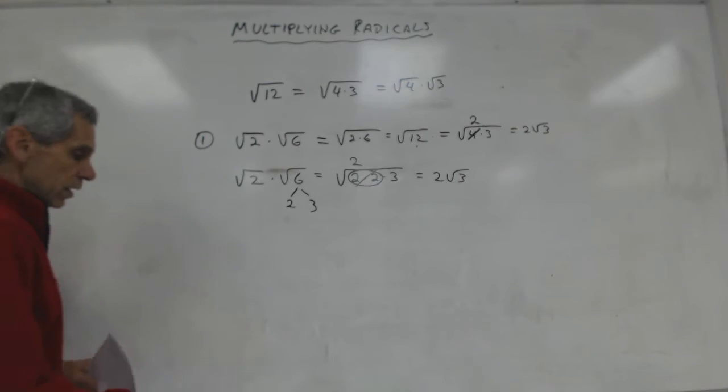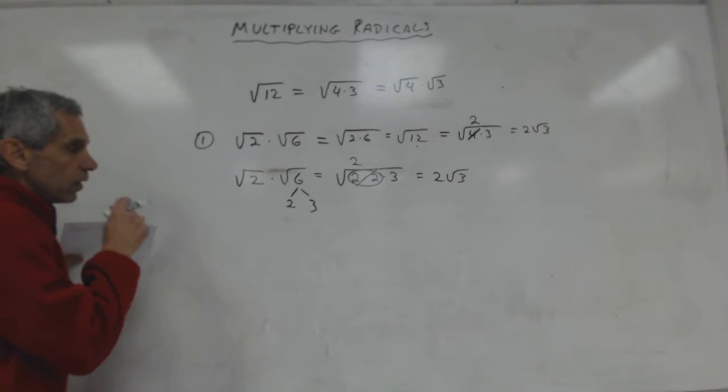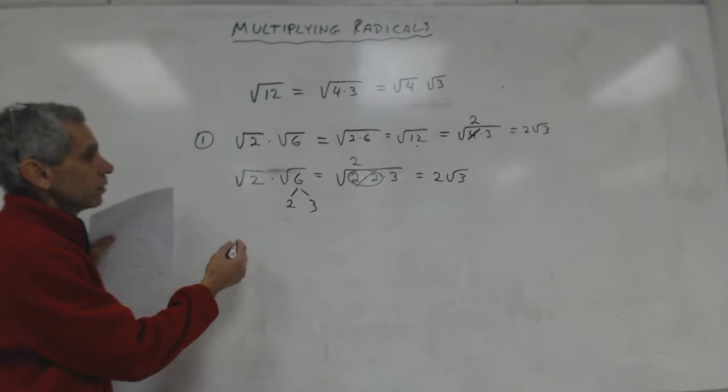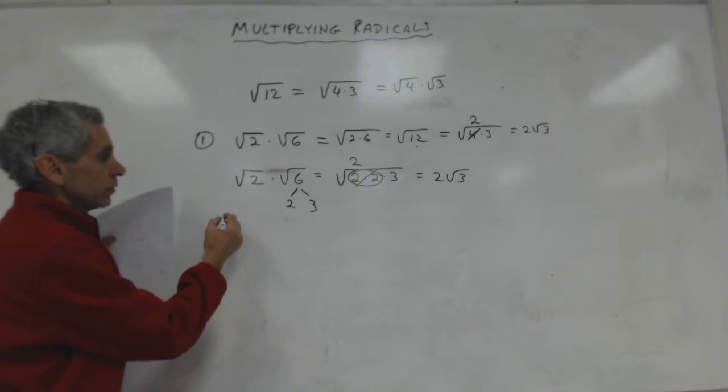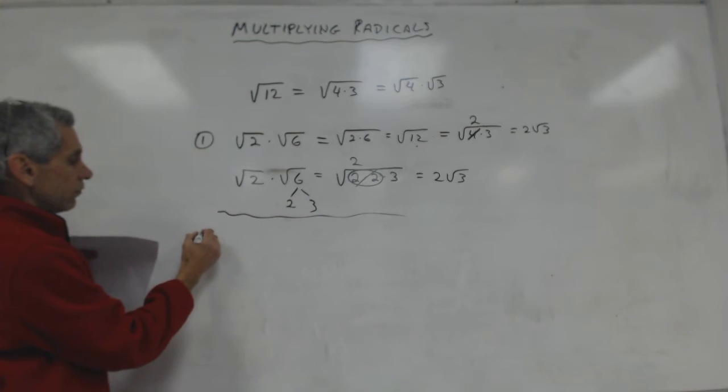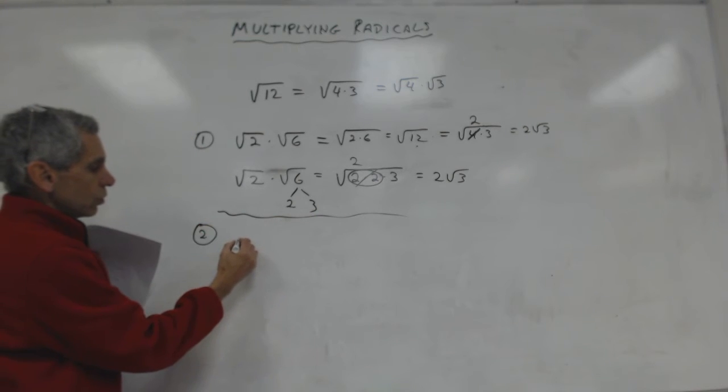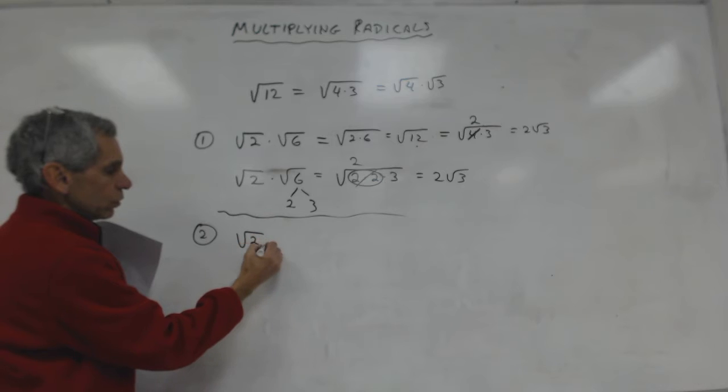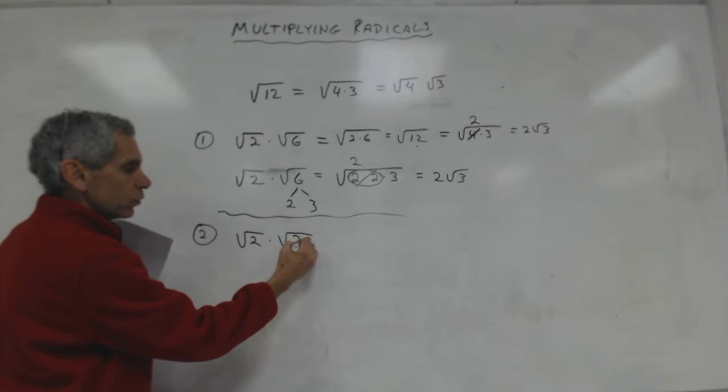All right, so that's our first one. Let's say we have the square root of 2 times the square root of 24.